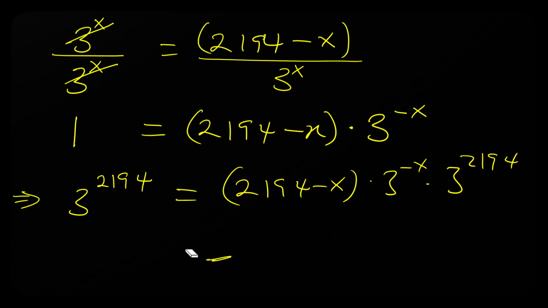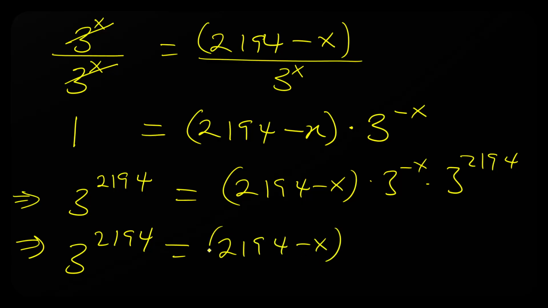Perfect. So 3 raised to 2194 goes to, now we can perform indices here, 2194 minus x. The bases are equal, so I'll pick one and add the powers. So that will be 2194 minus x. Now we have this and that equal. Simple as that. So what we are going to do here is to introduce the e. So let's go again.